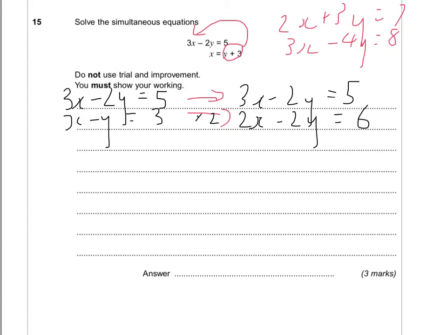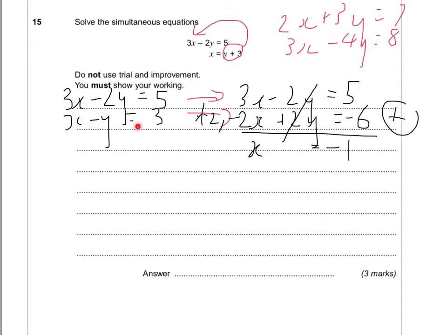Now, there's two schools of thought here. One is to make one of these a plus and one a minus. Or we could take the two equations away. So I'm going to go for multiplying it by minus 2 to make it minus 2x plus 2y equals minus 6. And then I'm going to add the two equations together to eliminate the y's. So if I do that, I get 3x take 2x is x equal to 5 take 6, which is minus 1. So x is minus 1.